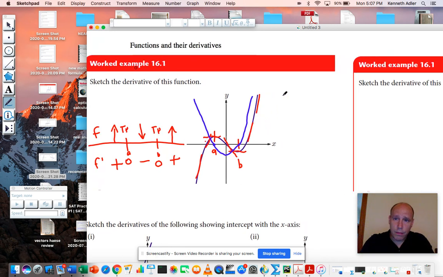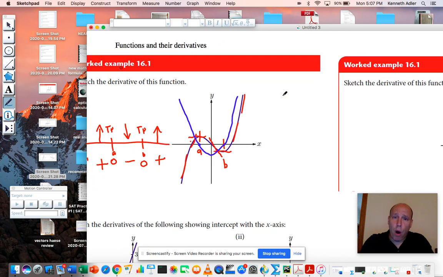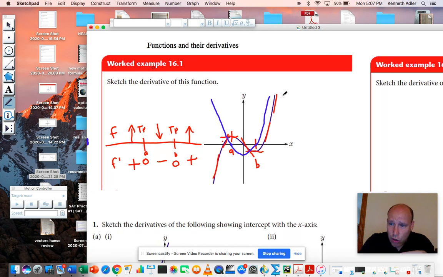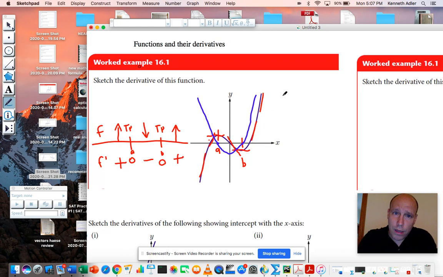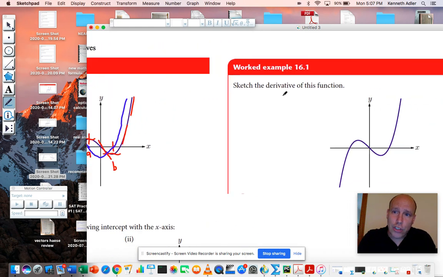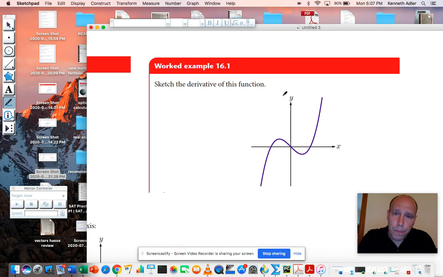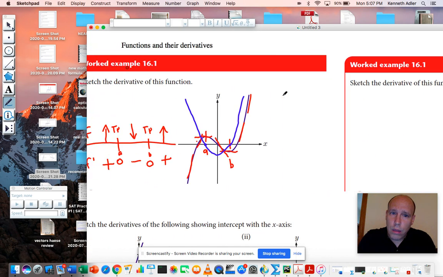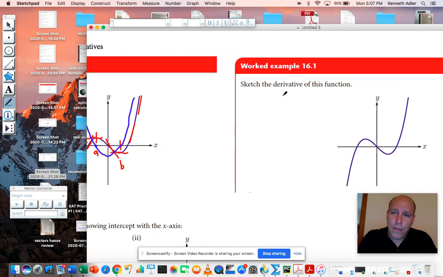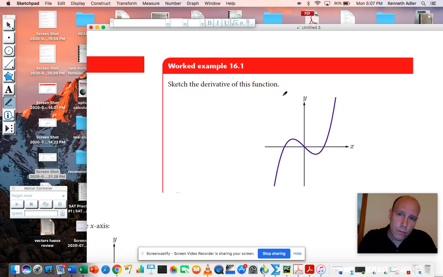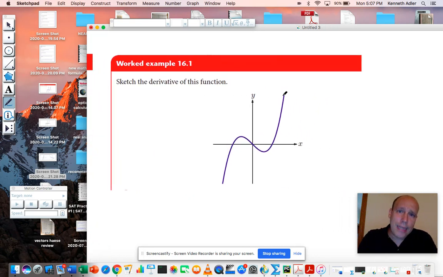Let's move on. Once again, pause the video to take a look at the picture. We're going to move on to the other one. Sketch the derivative of this function. Same idea.